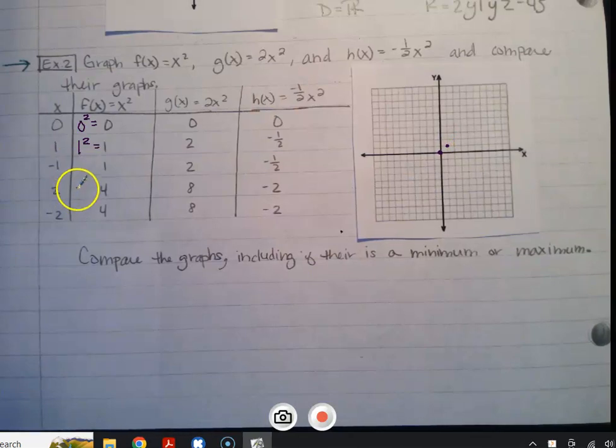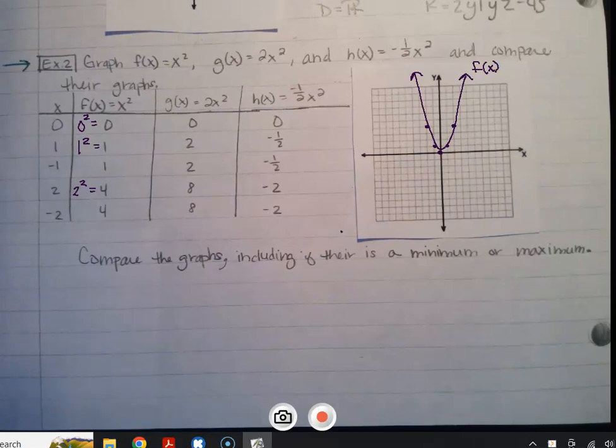Then let's jump down here to 2. We could do 2 squared, because again, my x is 2, and I'm putting that into this equation. So 2 squared equals 4, and I'm going to graph 2, 4. So over 2 and up 1, 2, 3, 4. I don't want to show all these, but I'm going to graph negative 1, 1, and negative 2, positive 4. Then I'm going to connect these in my parabola, and I'm going to label this one my f of x. And then I'm going to change my color.